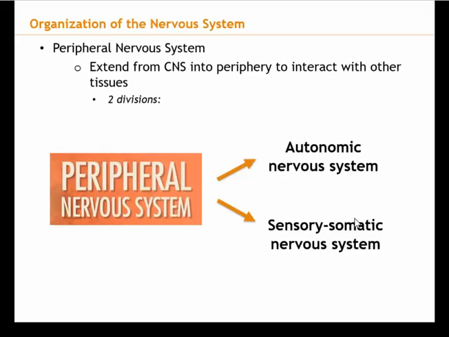One thing to keep in mind is the peripheral nervous system is not surrounded by the blood-brain barrier like the central nervous system is, leaving it more exposed to chemicals, toxins, and mechanical injury. So first, let's talk about the autonomic nervous system.